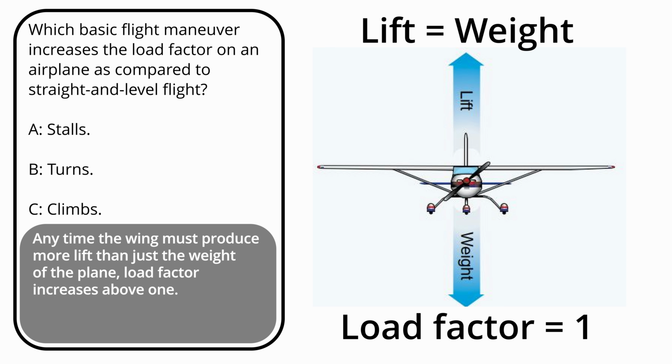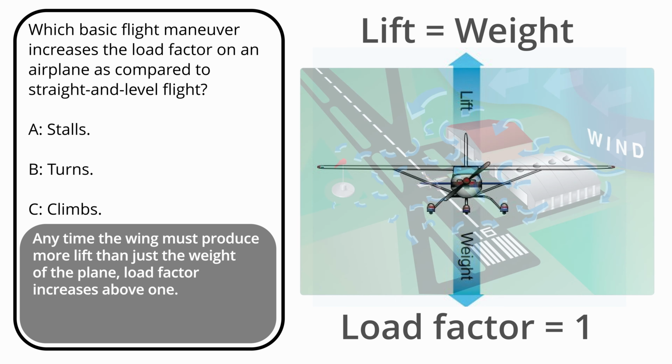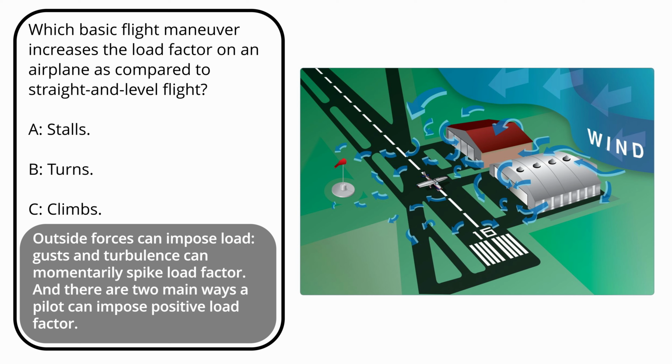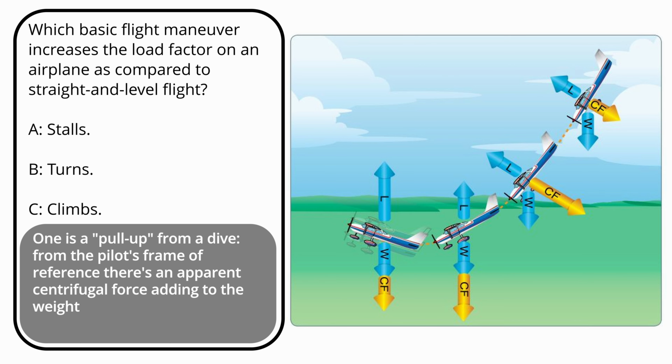Anytime the wing must produce more lift than just the weight of the plane, load factor increases above 1. Outside forces can impose load. Gusts and turbulence can momentarily spike load factor. And there are two main ways a pilot can impose positive load factor. One is a pull-up from a dive.